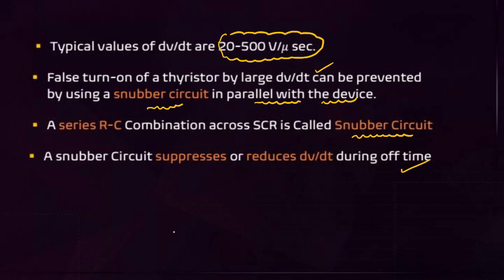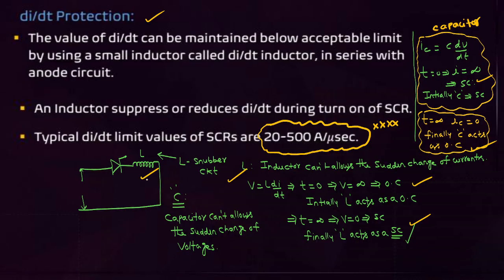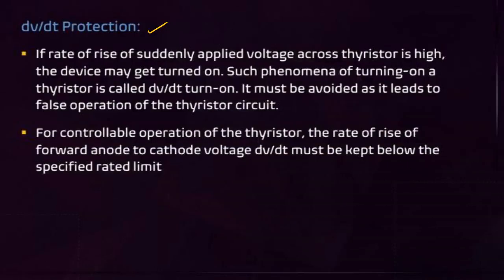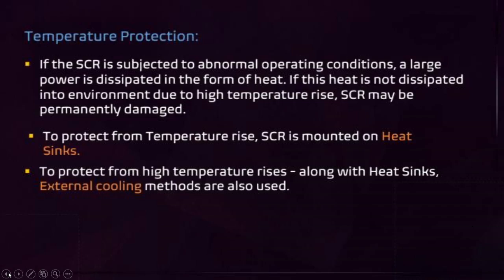This is important. Even an inductor in series with the SCR reduces or suppresses the di by dt. It cannot eliminate it. Very important. Even a snubber circuit also suppresses or reduces the dV by dt, not completely eliminating it. This is during off time. The inductor is during on time.